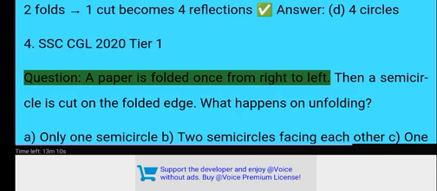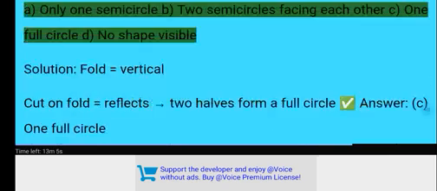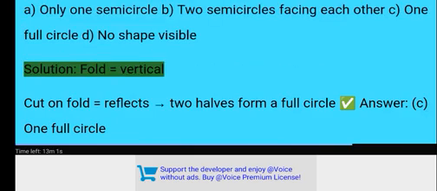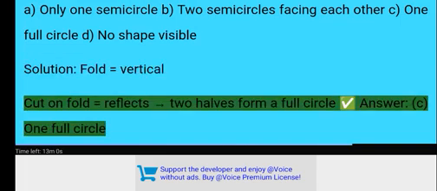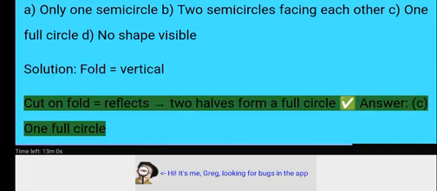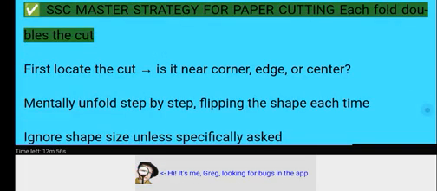4. SSC CGL 2020 Tier 1. Question: A paper is folded once from right to left. Then a semicircle is cut on the folded edge. What happens on unfolding? A, only 1 semicircle. B, 2 semicircles facing each other. C, 1 full circle. D, no shape visible. Solution: Fold is vertical. A cut on the fold reflects, so the 2 halves form a full circle. Answer: C, 1 full circle.